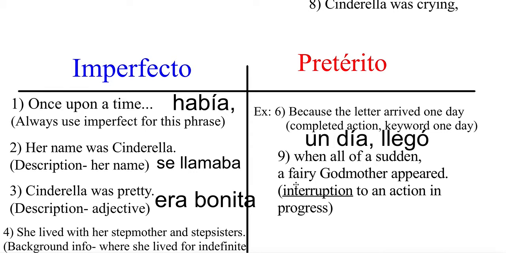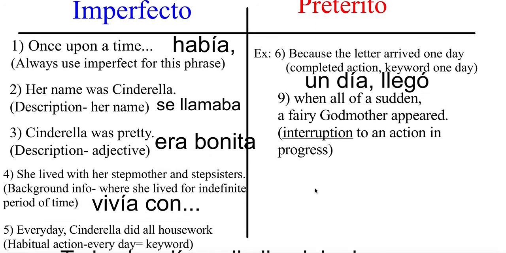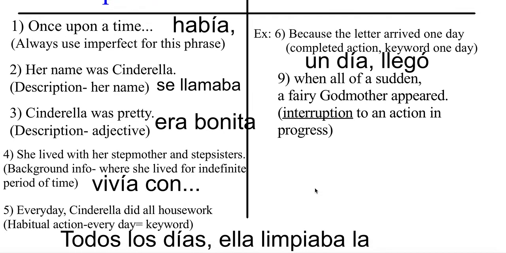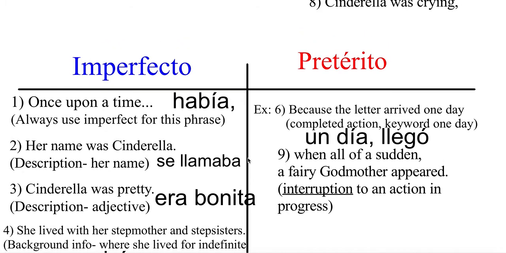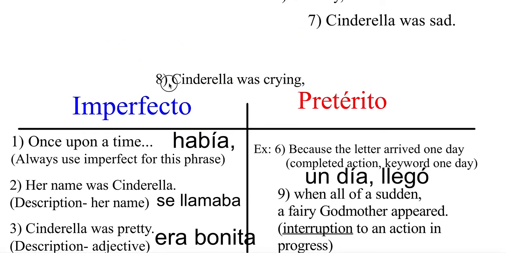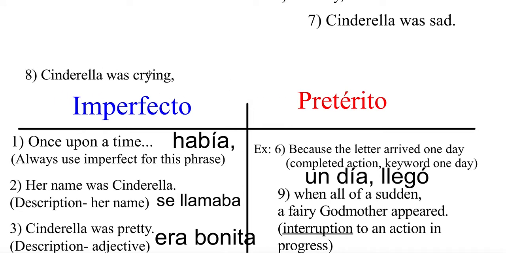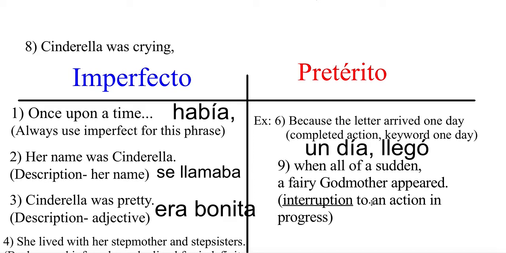Number 9, when all of a sudden a fairy godmother appeared. This is a split sentence. If you look at the other part of the sentence, Cinderella was crying. This is missing here from the answer key. Cinderella was crying would go under the imperfect. Cinderella was crying when all of a sudden a fairy godmother appeared. You have this example of an action in progress. Usually I'll make a little squiggly line so that we realize that this is happening. Cinderella's crying when all of a sudden, and this is like your lightning bolt, the fairy godmother appeared. The appearance of the godmother is the interruption to the action that was in progress, the crying.